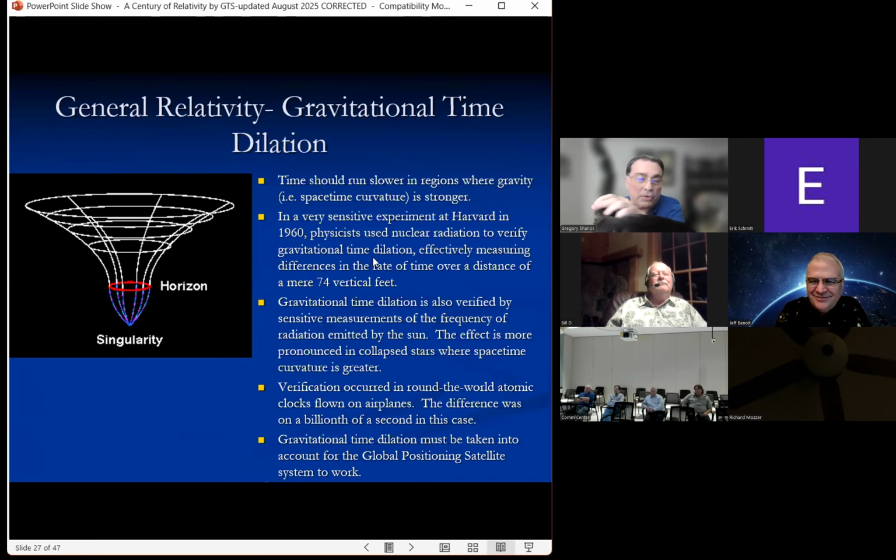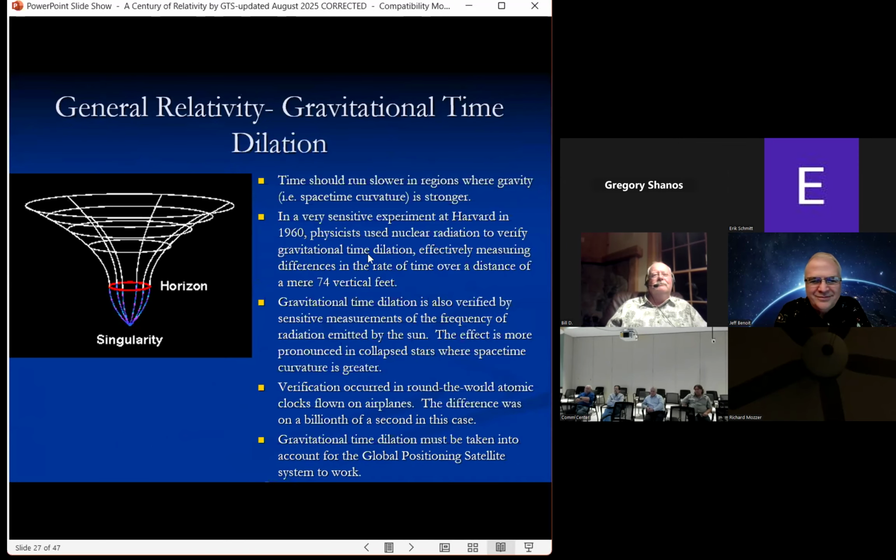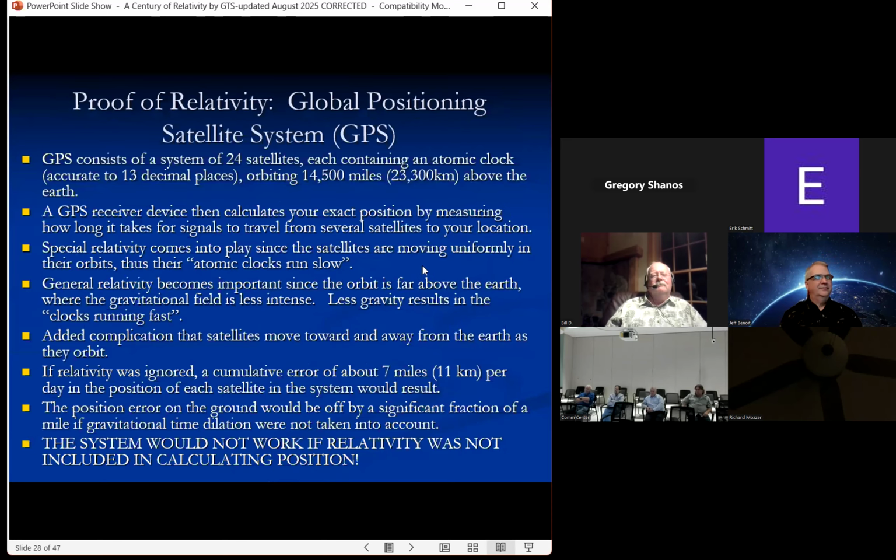But so, gravitational time dilation. Time runs slower in regions where gravity is stronger. So this is kind of similar to the thing. Just remember that where there's more gravity, time runs slower. Just remember that, okay? And this has been verified with atomic clocks on airplanes that differed by a billionth of a second, okay? And then gravitational time dilation.